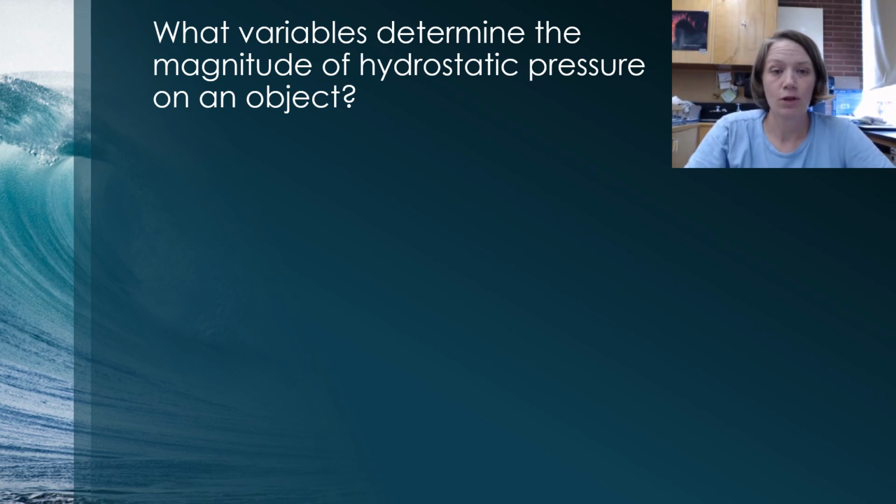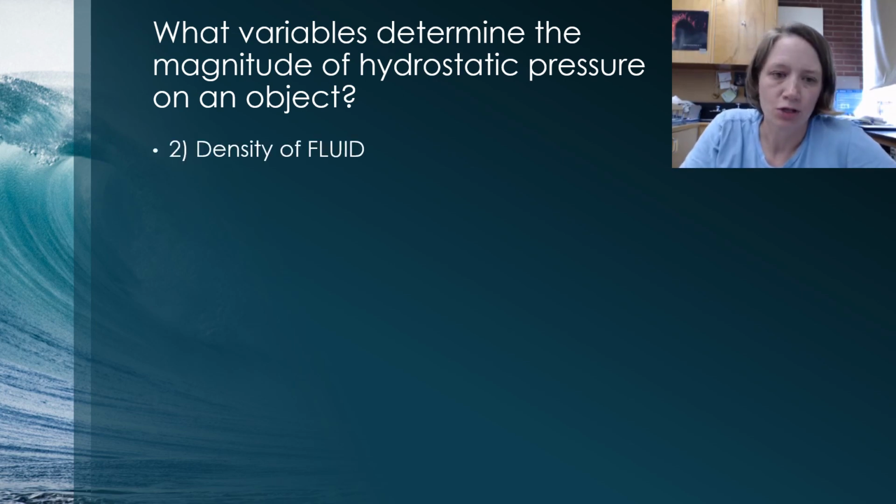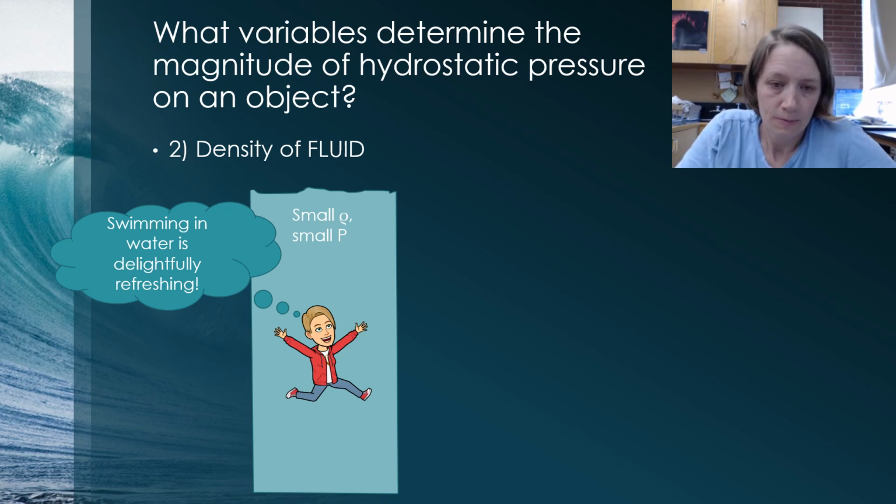The second variable that determines the magnitude of the hydrostatic pressure is the density of the fluid. So when you go swimming in something like water, water is actually a relatively low density fluid, and that means it doesn't really hurt when you go underwater, too much at least if you don't go too far. So the smaller the density, the smaller the pressure.